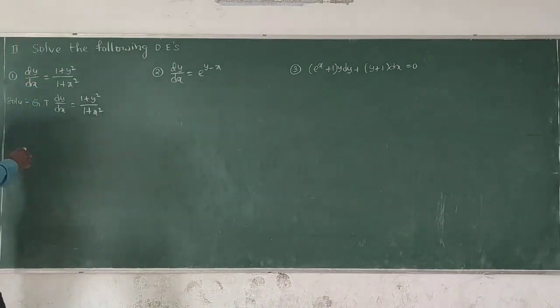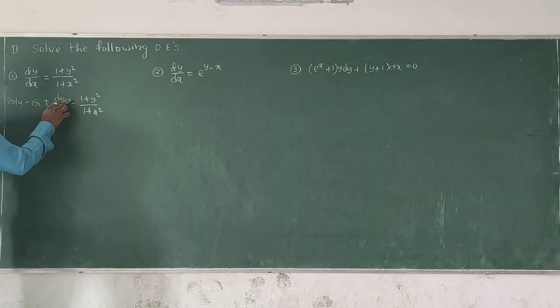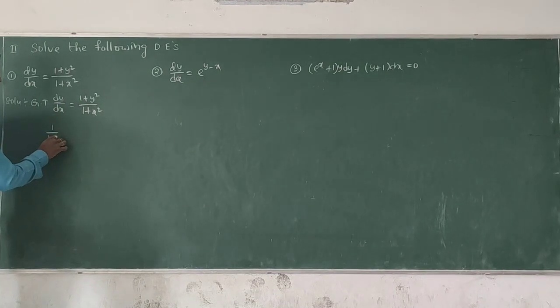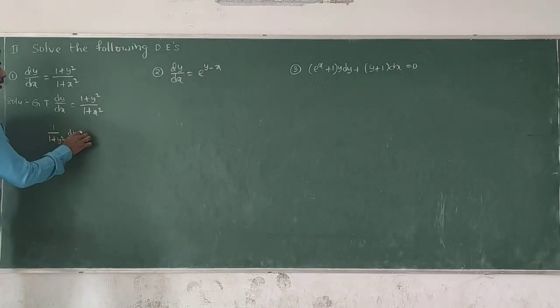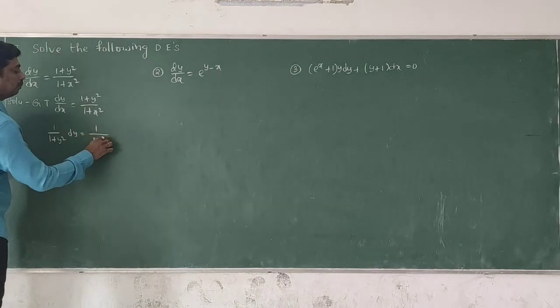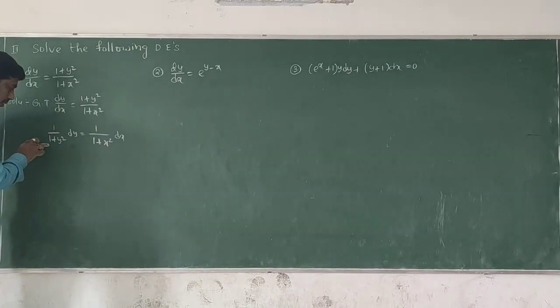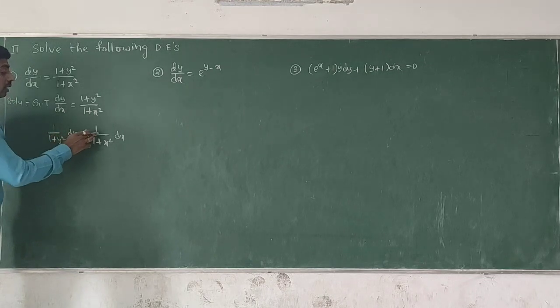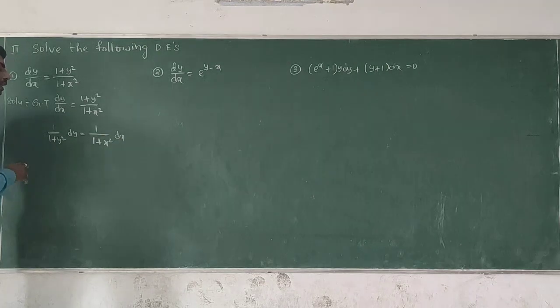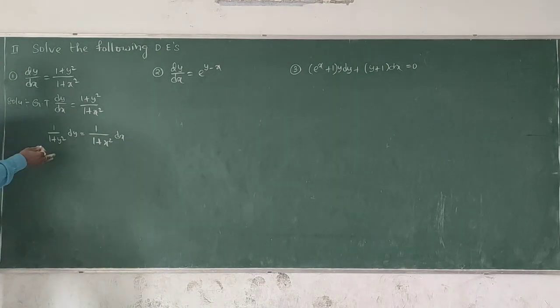Right. Now separate the variables, very simple. Here with respect to y, the product 1 plus y square is taken to the opposite side: 1 by 1 plus y square dy equals 1 by 1 plus x square dx. Clearly this function is in terms of y with respect to y, and this function is in terms of x with respect to x. That's why we can solve this problem by the variable separable method. Now what is the next step?